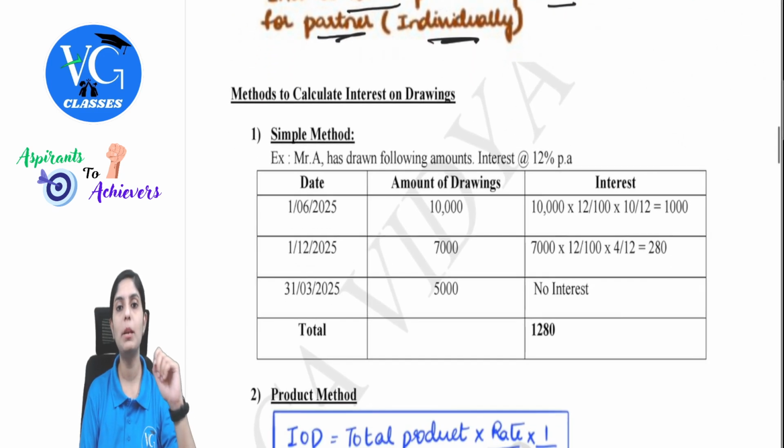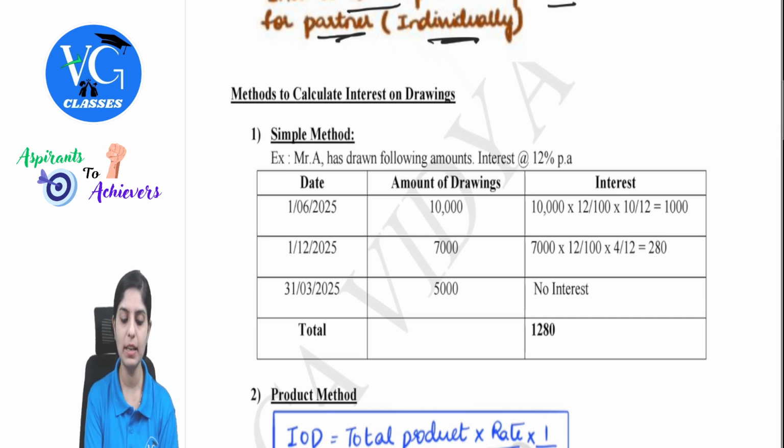First, there is the simple method. As the name itself says, it just works on a simple calculation of interest. See, let's work out this example. Mr. Hay has drawn the following amounts. Interest is given as 12% per annum. These are the dates of drawing and amounts of drawing available. Now, how to calculate interest if it is a simple method?